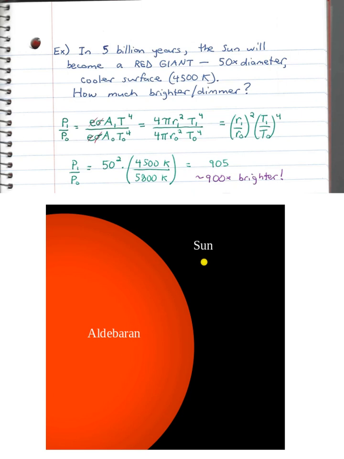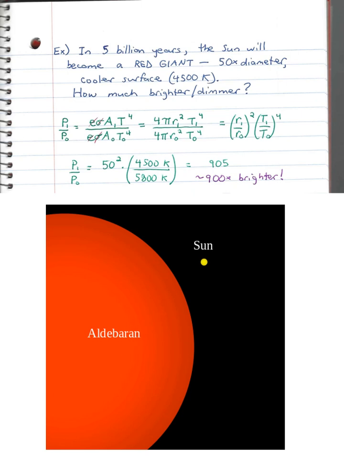We expect it'll be about 50 times its current diameter at a temperature of about 4,500 Kelvin. So let's think about, will it be brighter, will it be dimmer? It'll be bigger, and you can think, well, bigger will probably make it brighter, but it's also going to be a cooler star, and maybe that cool temperature will make it dimmer. So these two variables are going to work against each other. But let's see how much brighter or dimmer our sun as a red giant is going to be. We're going to set up a ratio, P1 over P0. P0 is what its power is now. P1 is what its power is going to be when it's a red giant.